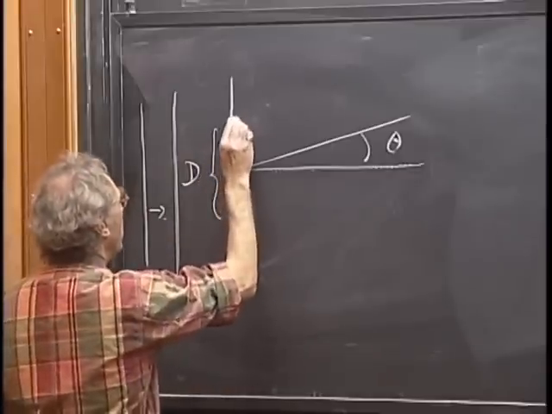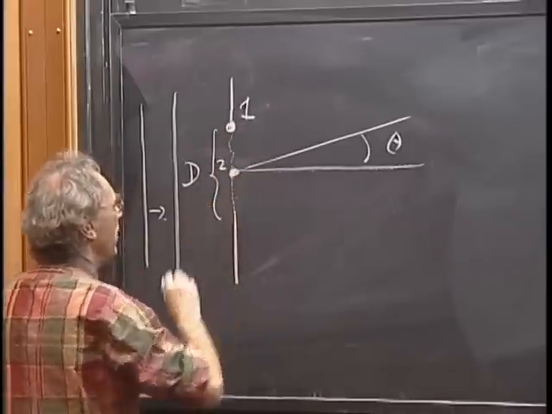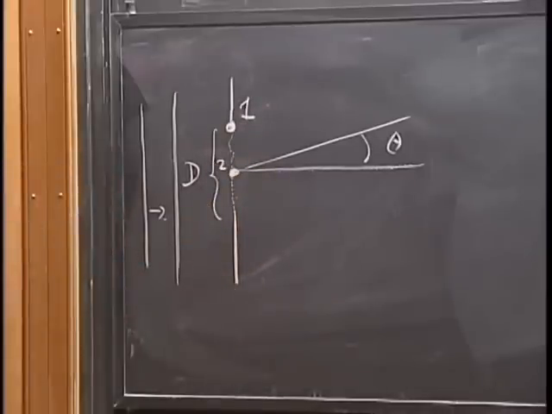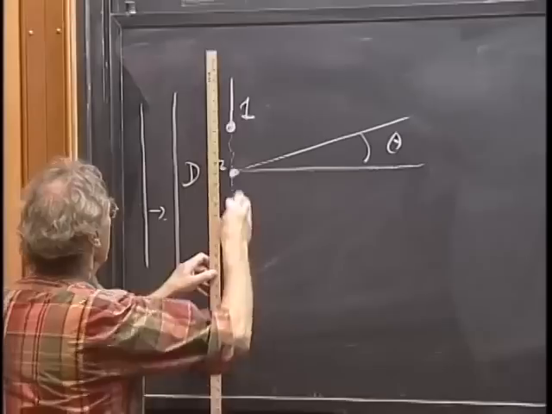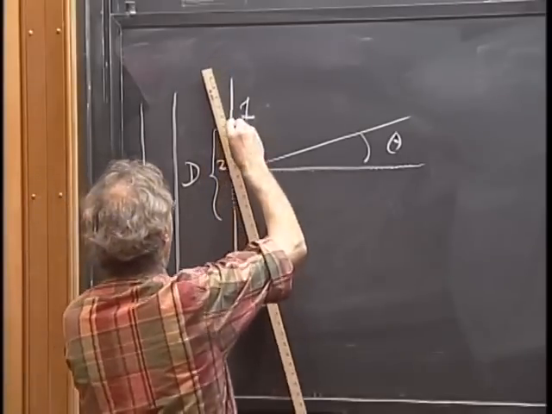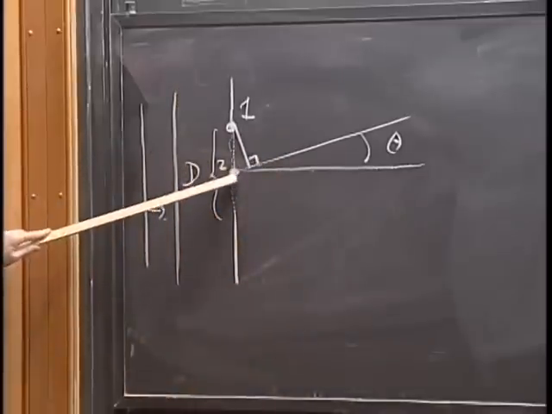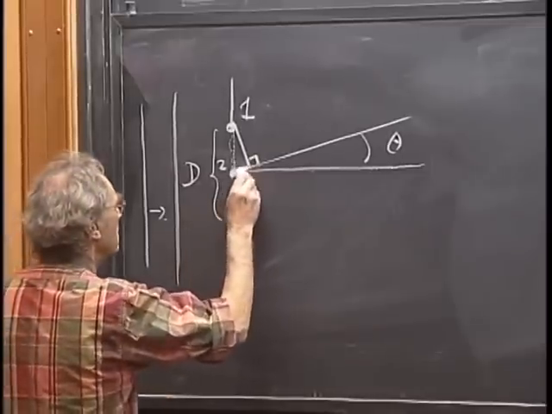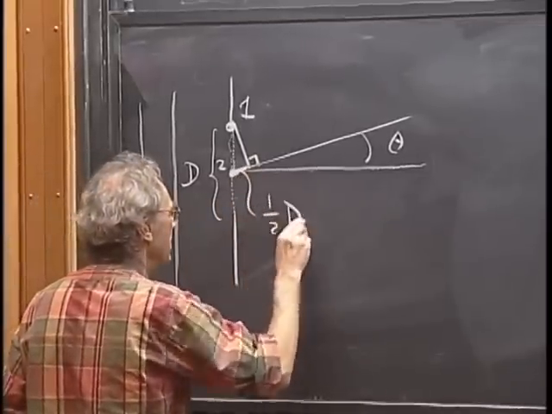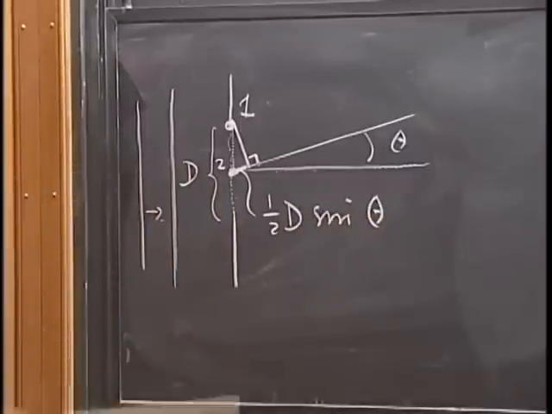And I pick this one at the top, number one. And I pick this one, number two, right in the middle. You will see why I do that. So now I can calculate what the path difference is between the Huygens source right in the middle and the Huygens source right in the top. Well, this path difference here is clearly 1/2 d times the sine of theta. We did that before. We had a little d here.